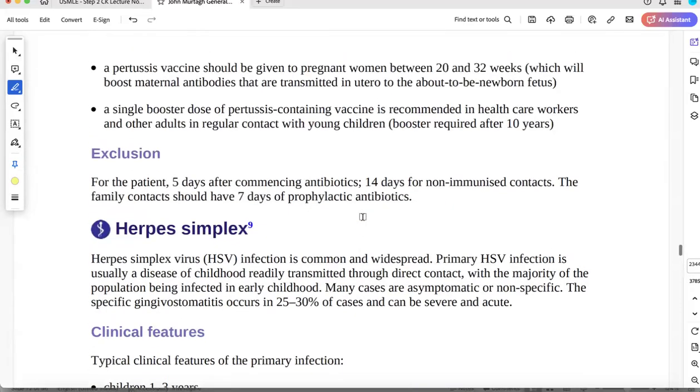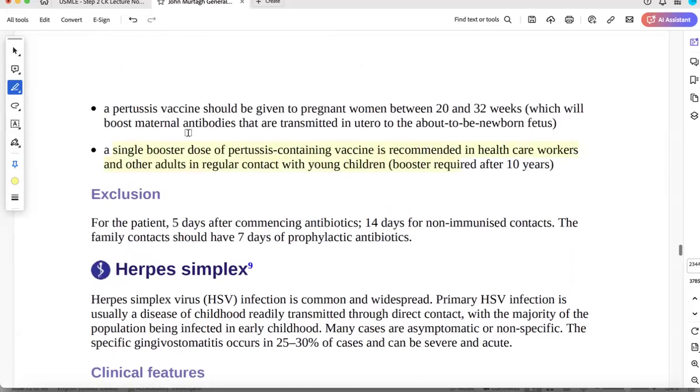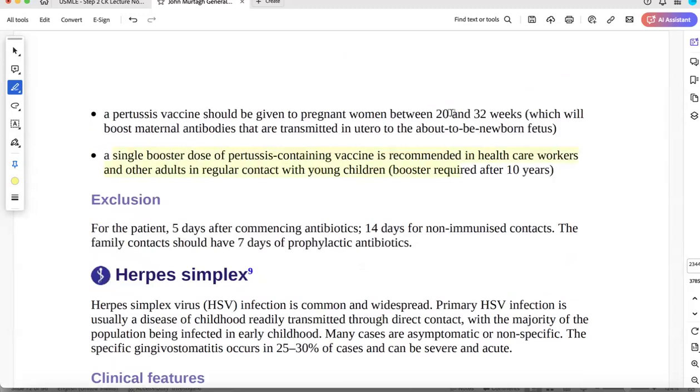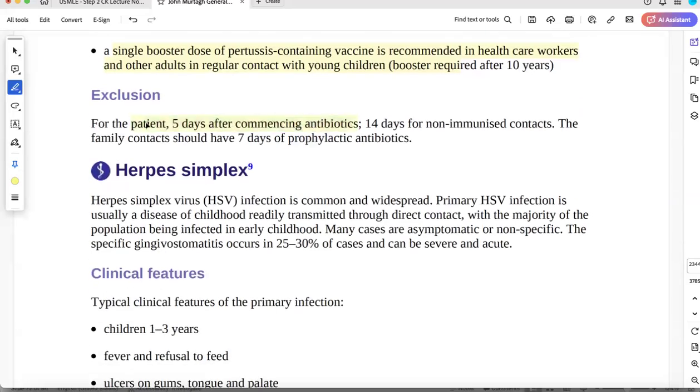Okay? So if anyone in the family hasn't had that booster, you would advise that family member to get a booster dose. And every pregnant woman between 20 to 32 weeks is advised to get a pertussis vaccine. Whether they were immunized in the past or not, every pregnant woman should have this vaccine between 20 to 32 weeks. School exclusion is 5 days after starting the antibiotic for the patient, and for the contact, 14 days.